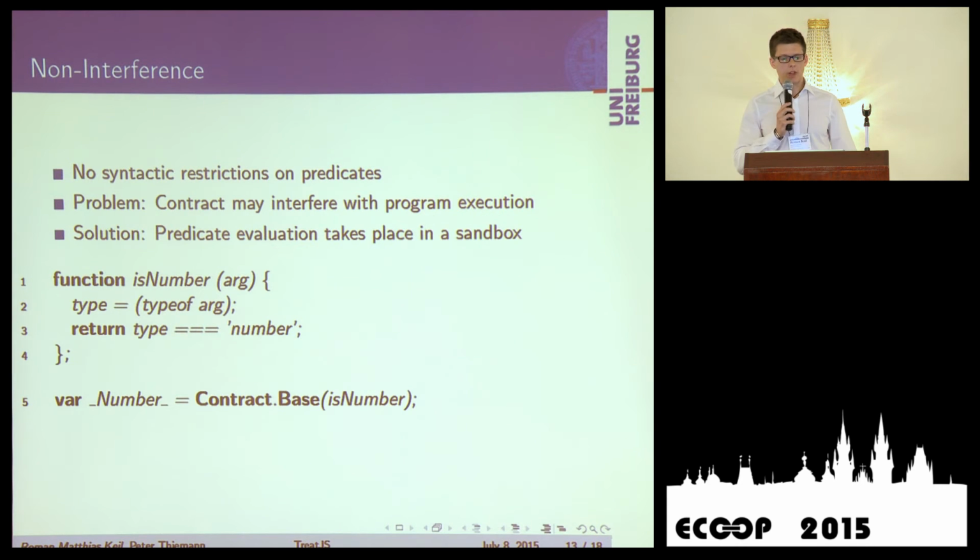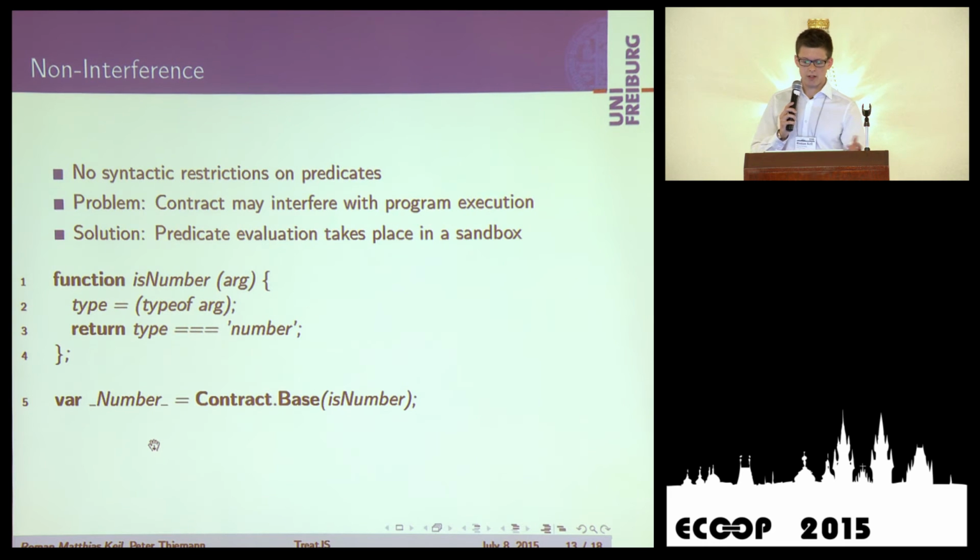Let's go to some other features of TreatJS. As mentioned before, predicates use the full expressive power of JavaScript, but predicates are also intended not to interfere with the normal program execution. So our solution in TreatJS consists of a sandbox, and each predicate is evaluated in a sandbox. So for example, take the damaged predicate is number here in this example, where in line 2 a programmer carelessly omits the var keyword in front of the type variable name.